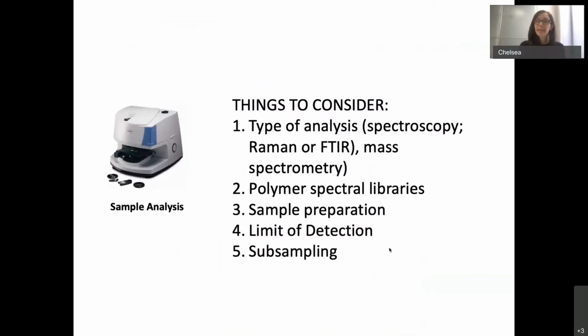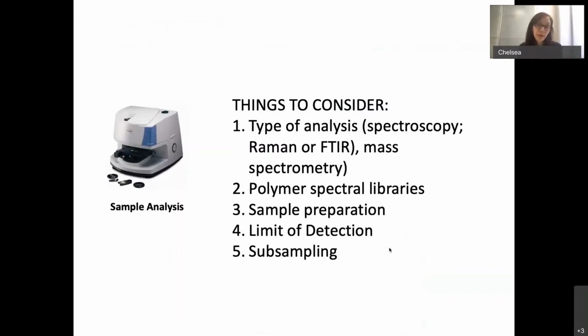The next thing to consider is sample analysis, right? Or chemical analysis. So once you have taken your sample, you've extracted your sample, you've potentially counted your sample under a microscope, and now it's time to determine how many polymer types you have within your sample. So here the first question is, what is the type of analysis that you will use?